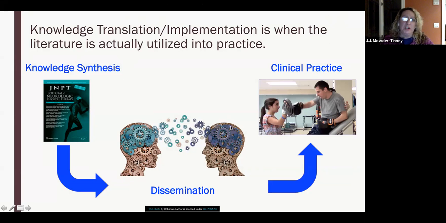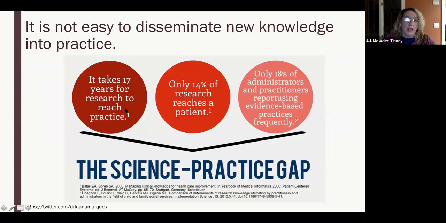I have to put in a knowledge translation and implementation slide, because that's my love. You guys are a group where we're all aiming for the same thing: we want to take what's in the literature, synthesize it, and improve our clinical practice by keeping up to date. Some of you are familiar with these references about how long it takes to disseminate new knowledge.